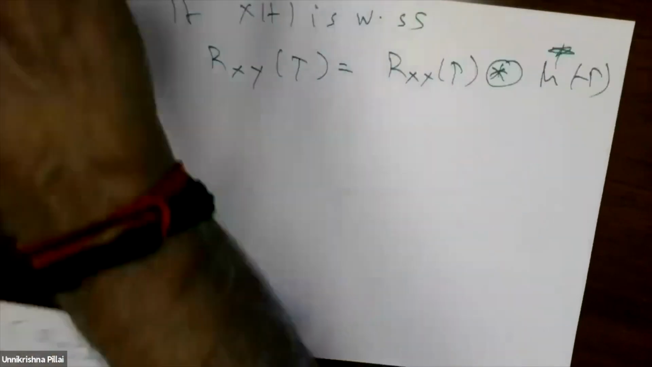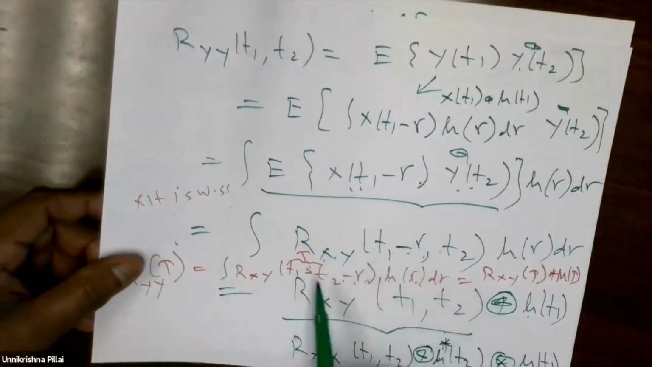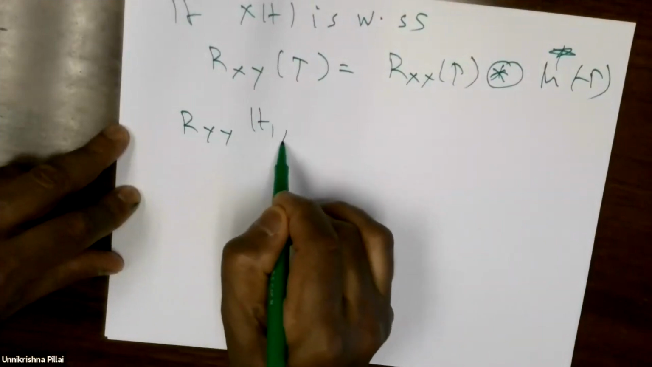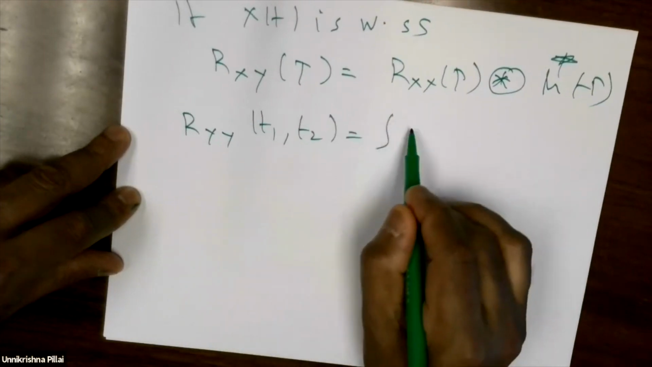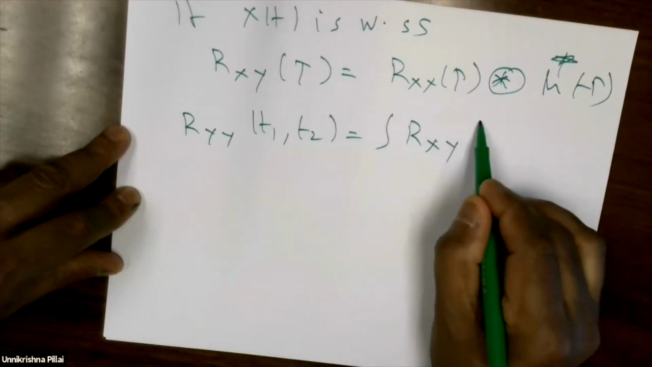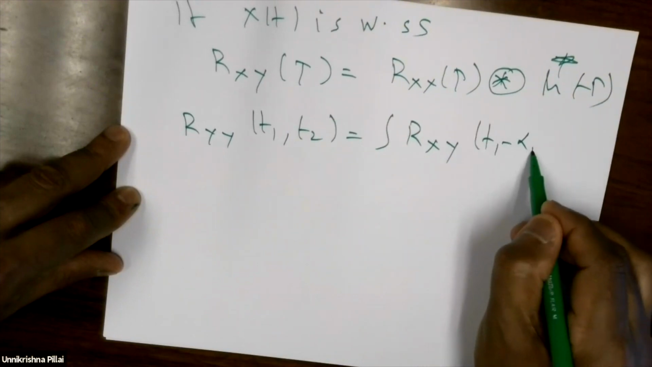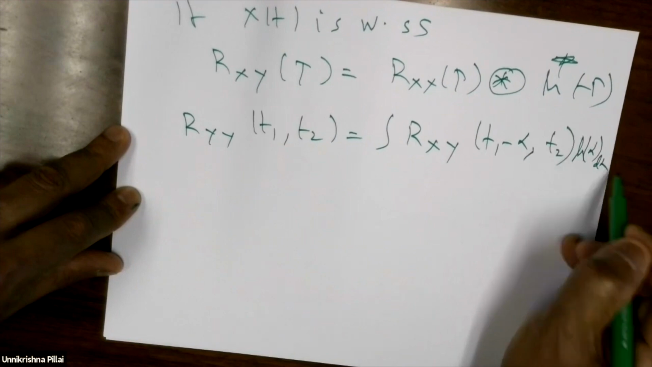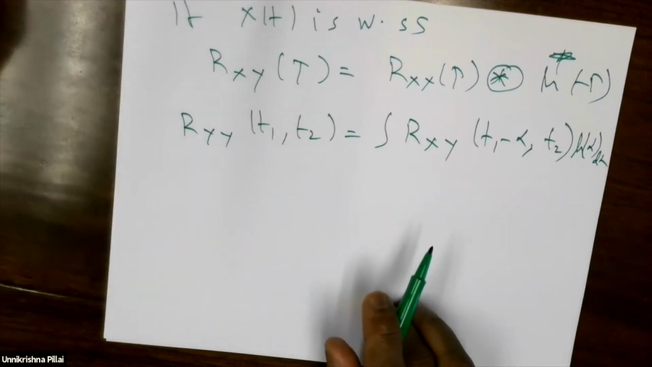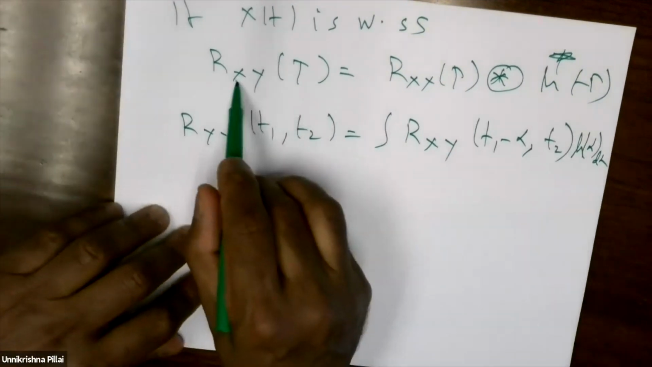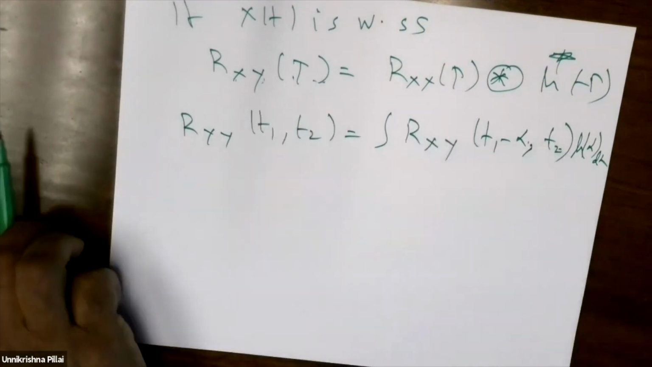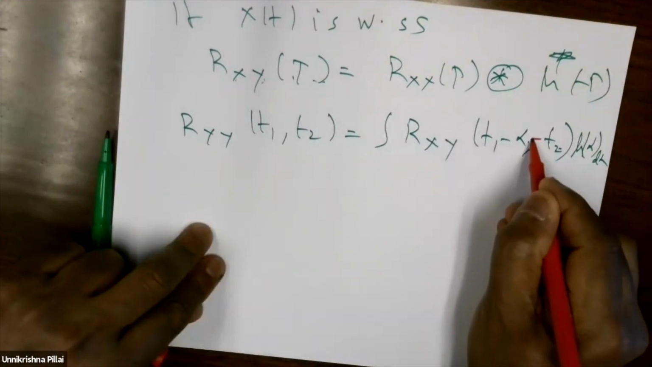I'm going to use this to conclude what is Ryy(tau). I already have it here. So Ryy(t1, t2), we said that it is the integral of Rxy(t1 minus alpha, t2) h(alpha) d alpha. Instead of gamma, I write alpha. It doesn't matter at this point. Now look at here. Ryy is a function of tau. In other words, Ryy only depends on t1 minus t2. So I am going to put here t1 minus t2.